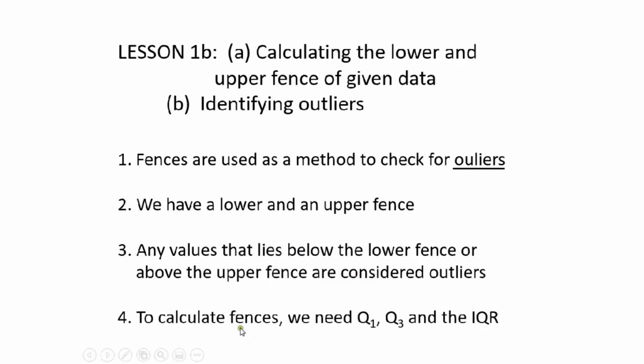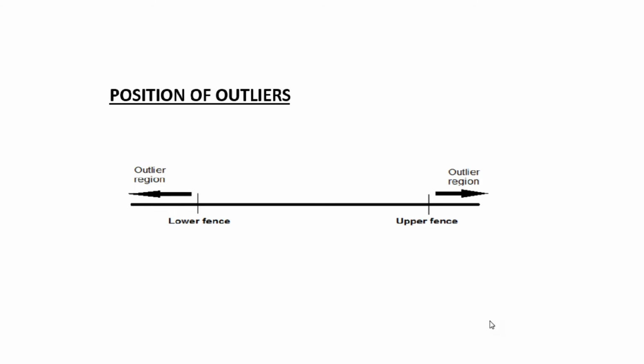To calculate the fences, we need the lower quartile, the upper quartile, and the interquartile range, which you will remember from level 2. Now, in this part of the lesson, we will continue to use the examples that we used in the earlier part of the lesson. But this picture here shows what I've just explained.